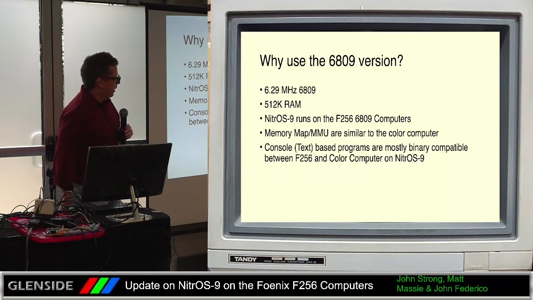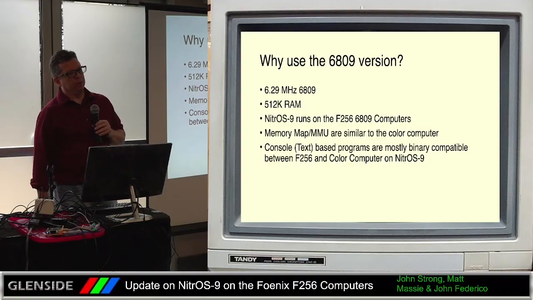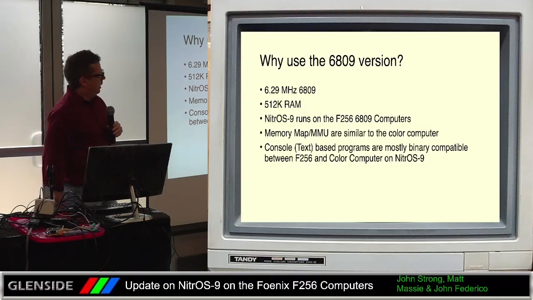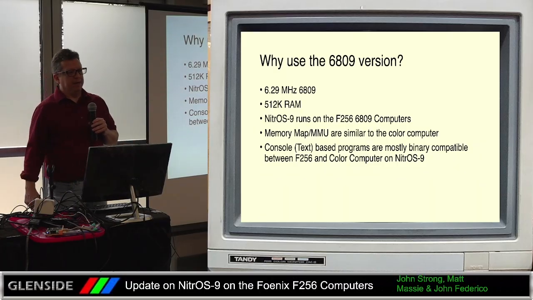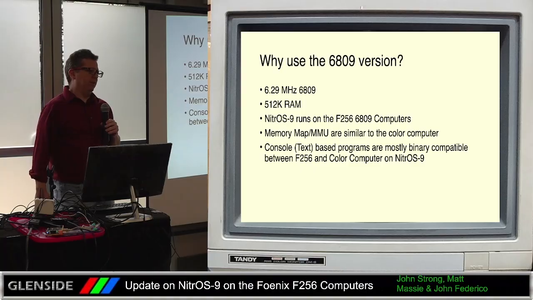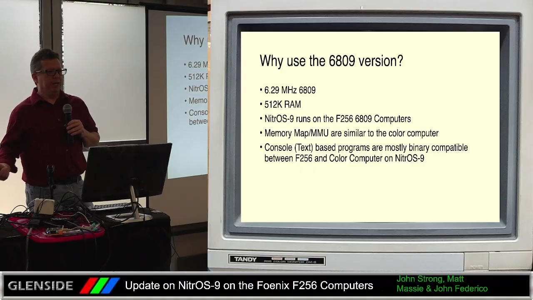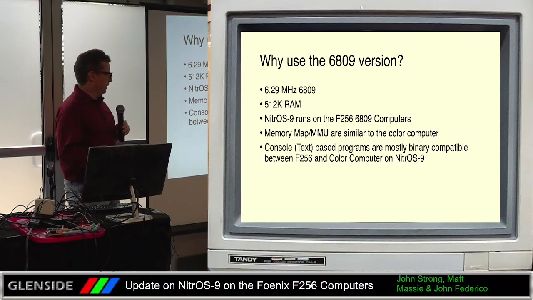And the memory map and MMU are similar to the Color Computer. They're not the same, but they're pretty close. And as a result of that, console text-based programs actually run unmodified between the Color Computer 3 and the F256K. So you can take like the Deer program off of a Color Computer 3 and it'll run on a Foenix F256.